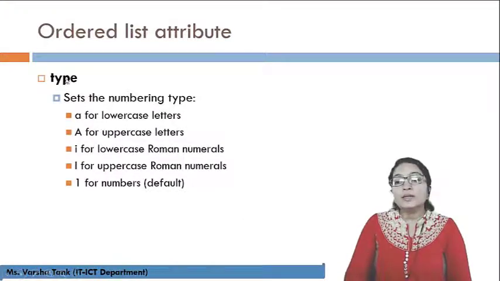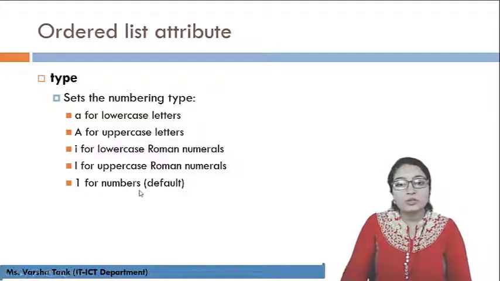Here the type attribute sets the numbering type. Which type of numbering do you want to use? Lowercase a for lowercase letters, capital A for uppercase letters, lowercase i for lowercase Roman numerals, capital I for uppercase Roman numerals, and 1 for numbers, which is the default.